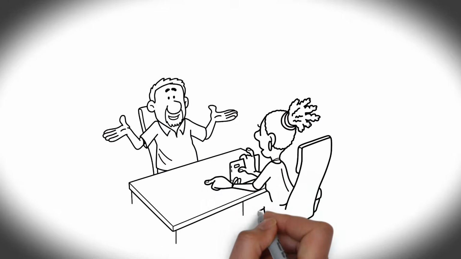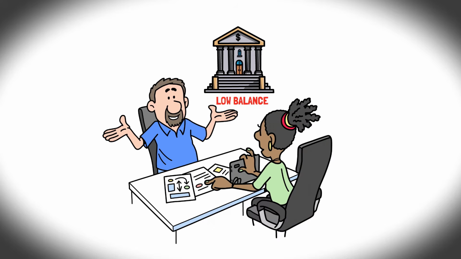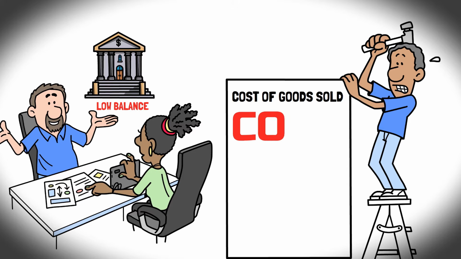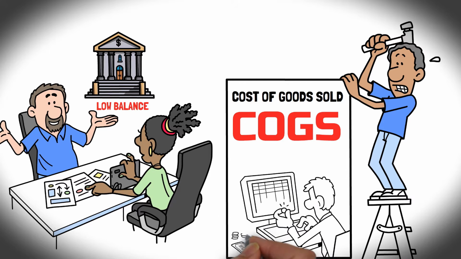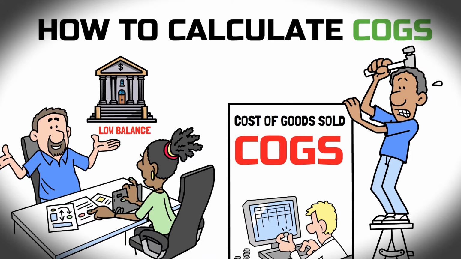Ever wondered why your business shows profit on paper, but your bank balance tells a different story? The mystery often hides in one simple number: your cost of goods sold, or COGS. Most entrepreneurs skip this calculation and end up making wrong pricing decisions. In this video, you will learn how to calculate cost of goods sold of your business.